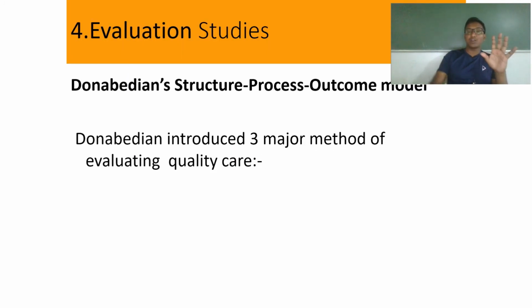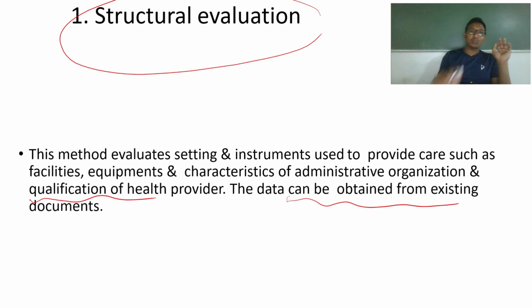So what is the first model that we have discussed in the quality assurance program? Under the evaluation studies we have discussed the Donabedian structure, process, outcome model. Here in the Donabedian model we will discuss mainly 3 points. We will see the structure, we will see the process, we will see the outcome. In structure we are seeing the physical setting, the equipment that is being used, and the qualification of the personnel who are working. You can obtain this data from the documents.